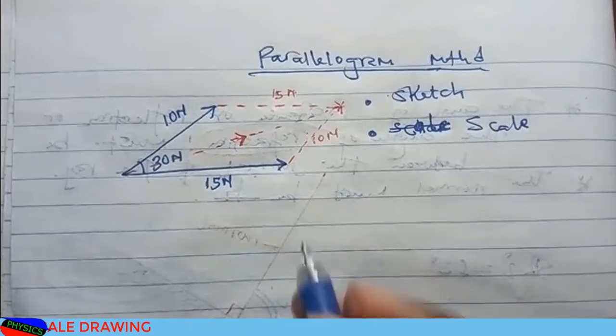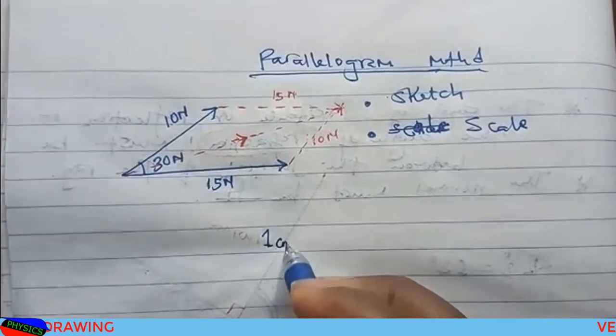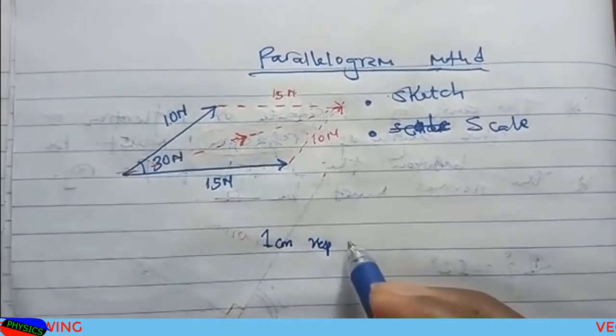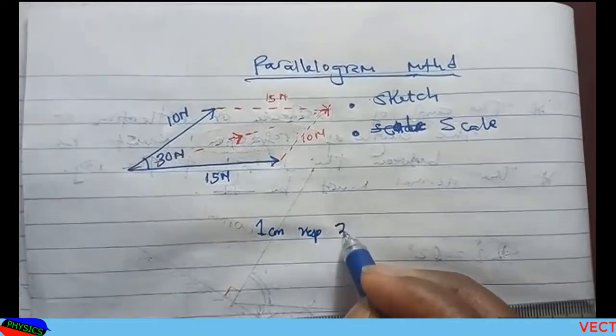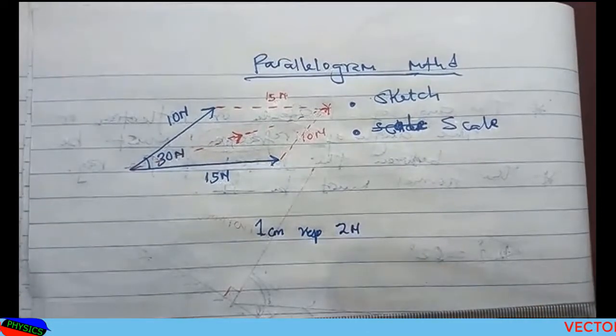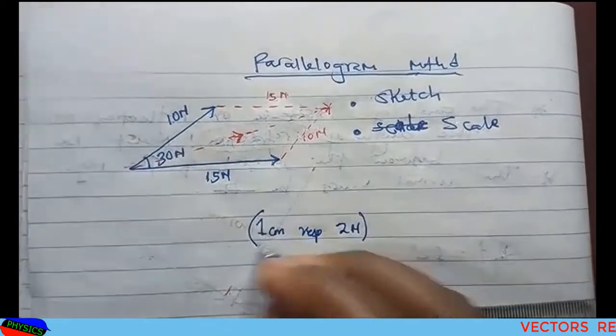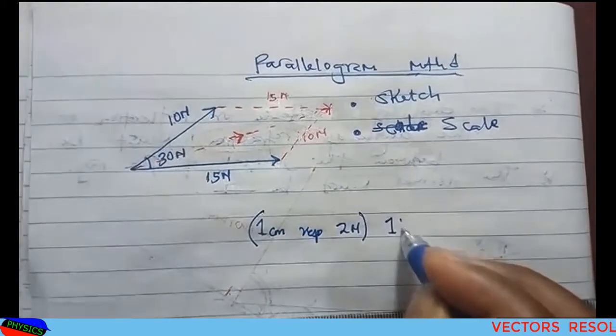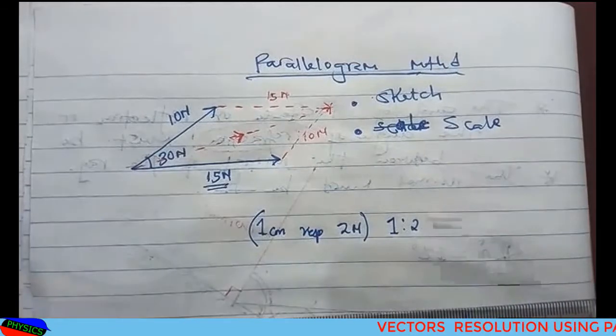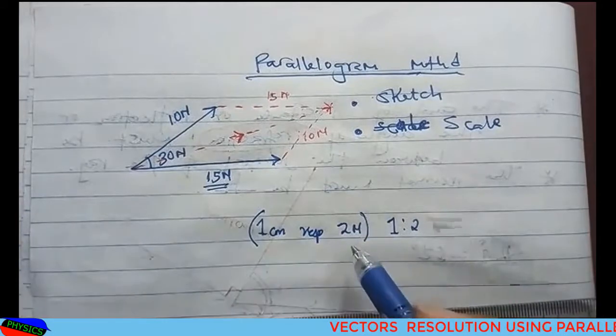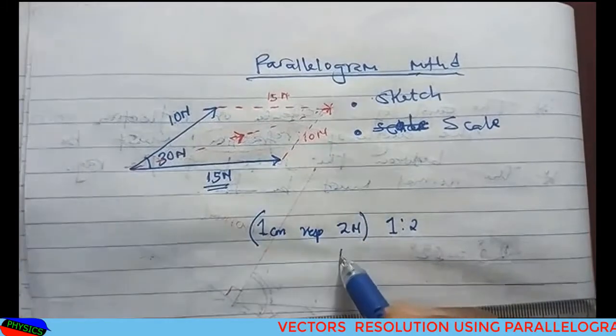But let me choose 1 centimeter will represent, should I say, 2 newtons? 1 centimeter represents 2 newtons. In other words, my scale, I'm defining it as 1:2. That's my scale, 1 centimeter representing 2 newtons. So if 1 centimeter represents 2 newtons, what about my 15 newtons?